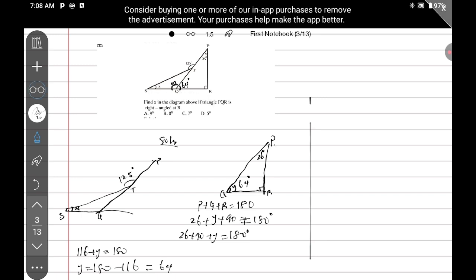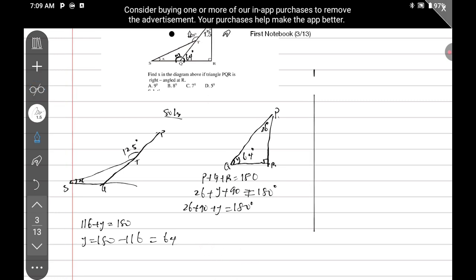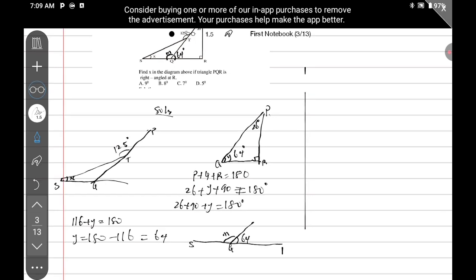For better understanding, let me try to sketch it out. Let's say this is the straight line. This line that cuts it bisects here, that is angle Q, and this place we get as 64. This place we represent as angle M, that is what we are looking for. And this is angle S, and this is angle R.